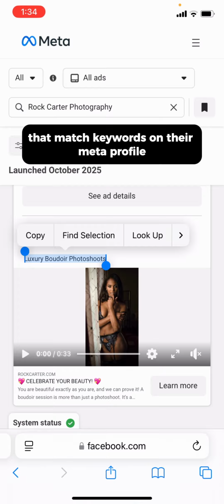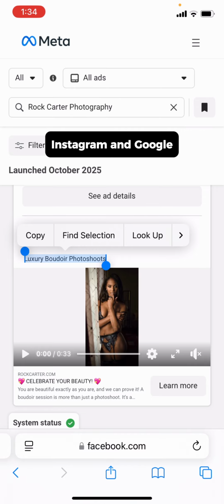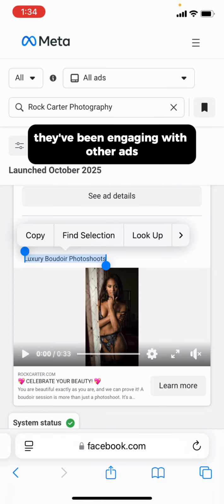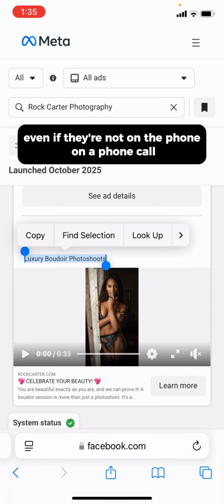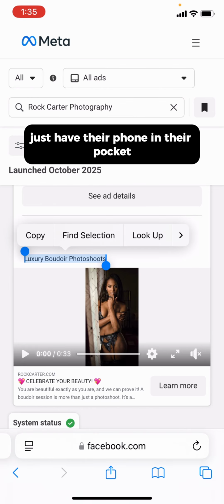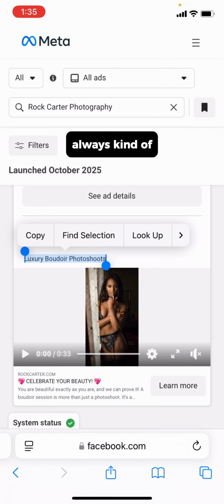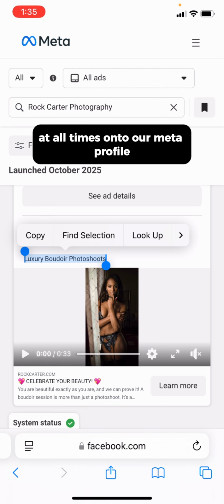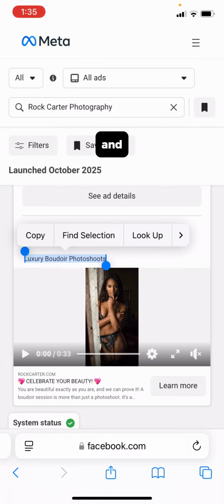that match keywords on their Meta profile because either A, they've been searching them on Facebook, Instagram, and Google, and yes, they all communicate, or B, they've been engaging with other ads with these same keywords, or even C, they've been saying these keywords out loud in conversation with their friends, even if they're not on a phone call, just have their phone in their pocket. Because yes, the Facebook and Instagram app is always listening, always sucking in and pasting the keywords we're saying onto our Meta profile to give us better, more relevant ads.